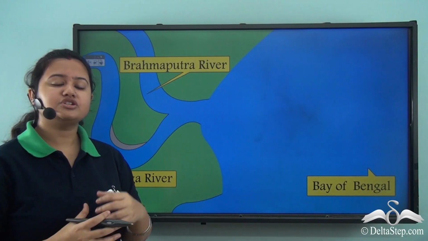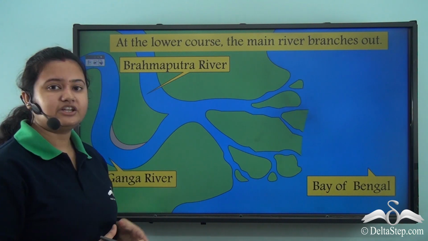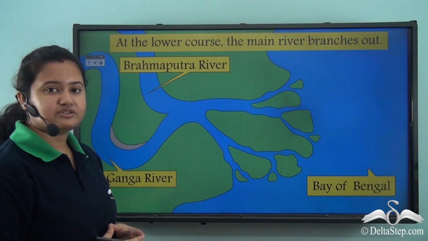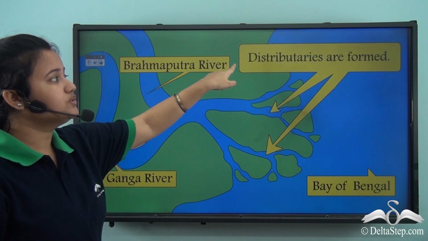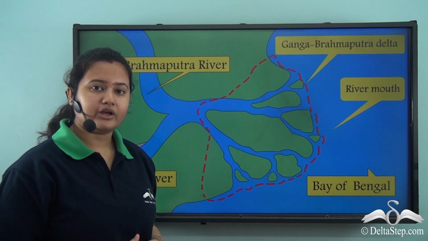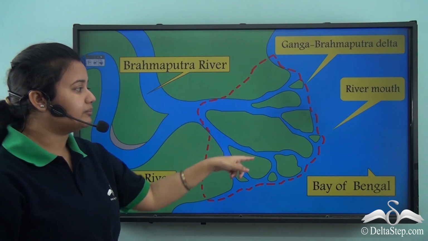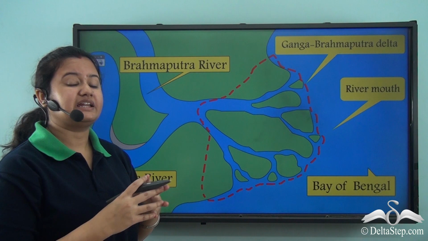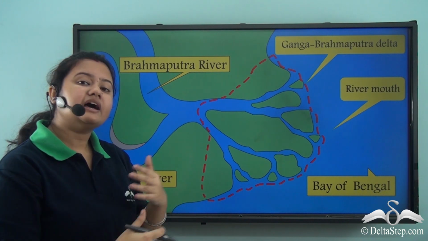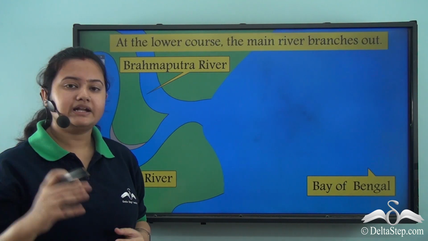Well, an important region of the northern plains is the Ganga Brahmaputra Delta region. This triangular shaped land is formed when both these rivers branch out into several distributaries before entering into the Bay of Bengal. So, Ganga Brahmaputra Delta region is formed at the mouth of these rivers, and it is the largest delta region of the world. Another name for the Ganga Brahmaputra Delta region is the Sundarban Delta.